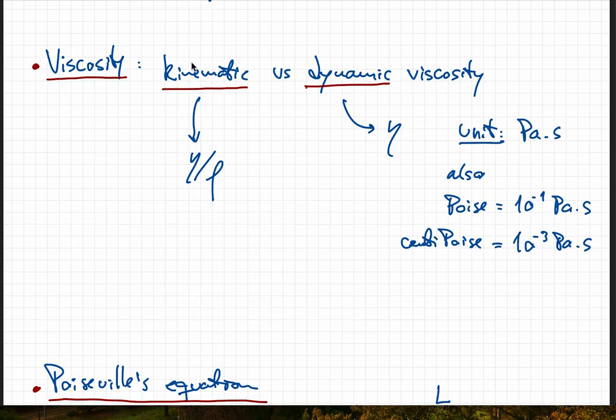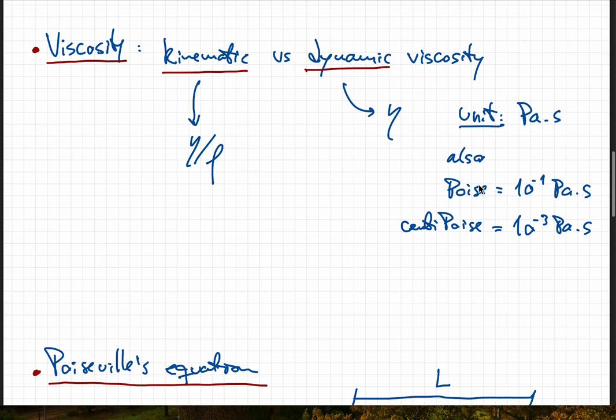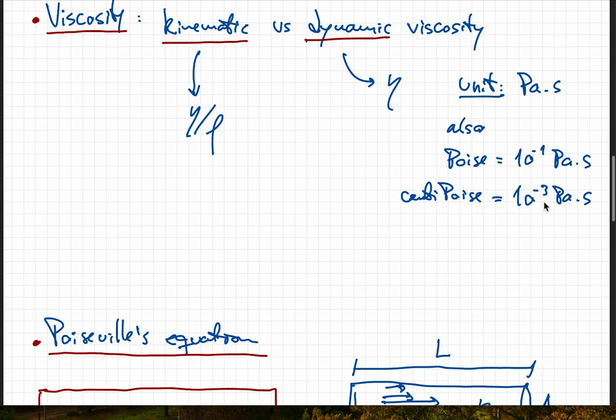One is the kinematic viscosity, which is the dynamic viscosity, called eta, divided by rho, the density. So kinematic is eta divided by rho, but usually we're going to be talking about just viscosity, and that means the dynamic viscosity, which is called eta. This is the Greek letter eta. The unit of the viscosity is the Pascal second. Also, we use poise or centipoise, and a poise is basically 10 to the minus 1 Pascal second, and a centipoise is 10 to the minus 3 Pascal second.